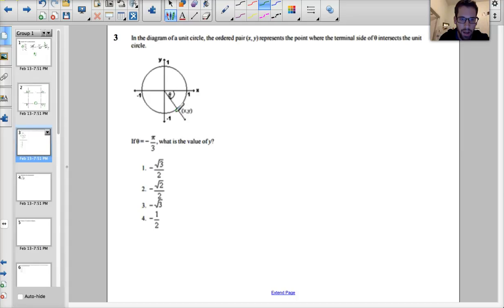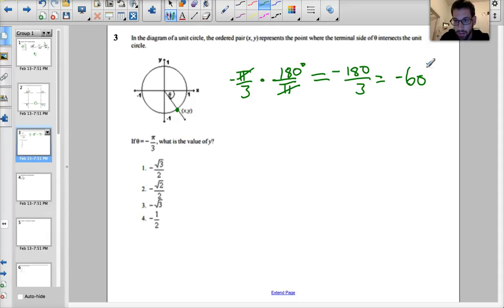All right, next up, we know that theta is negative pi over 3, and it's asking me for the value of my y coordinate. So the first thing I'm going to do is figure out what this is in degrees. So I have negative pi over 3 radians, and I'm going to multiply that by 180 degrees over pi. That way the radians cancel out. The pi's cancel in this case, and I get negative 180 over 3, which is exactly negative 60 degrees. I know that my y coordinate here is going to be negative.